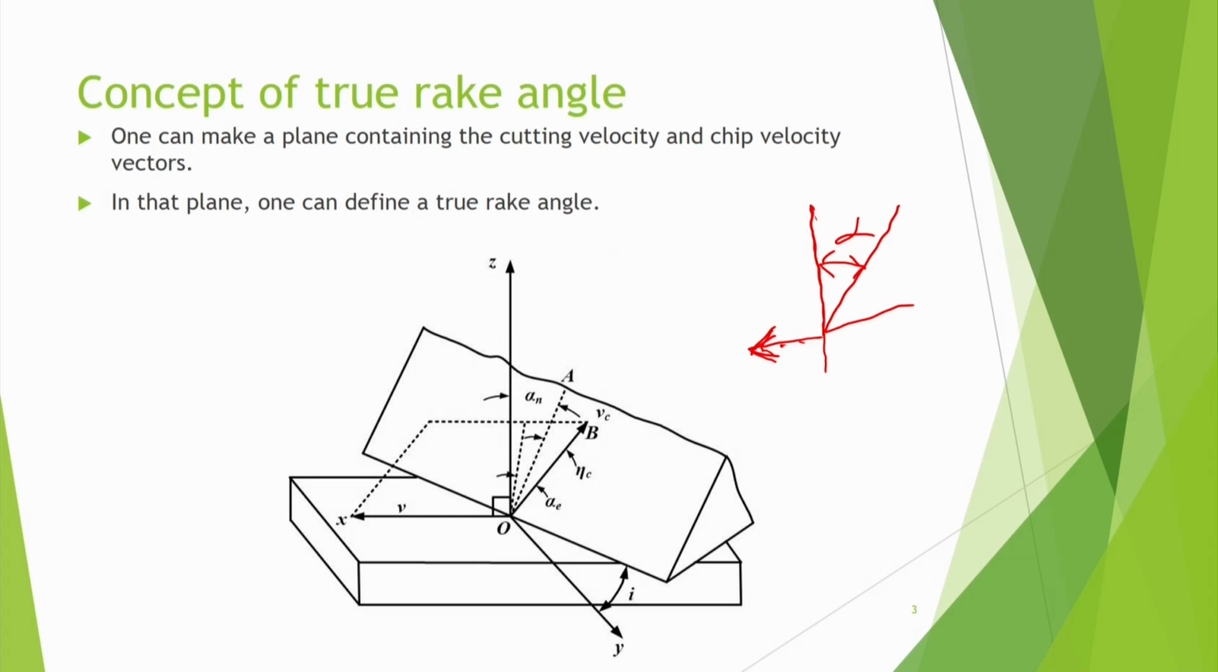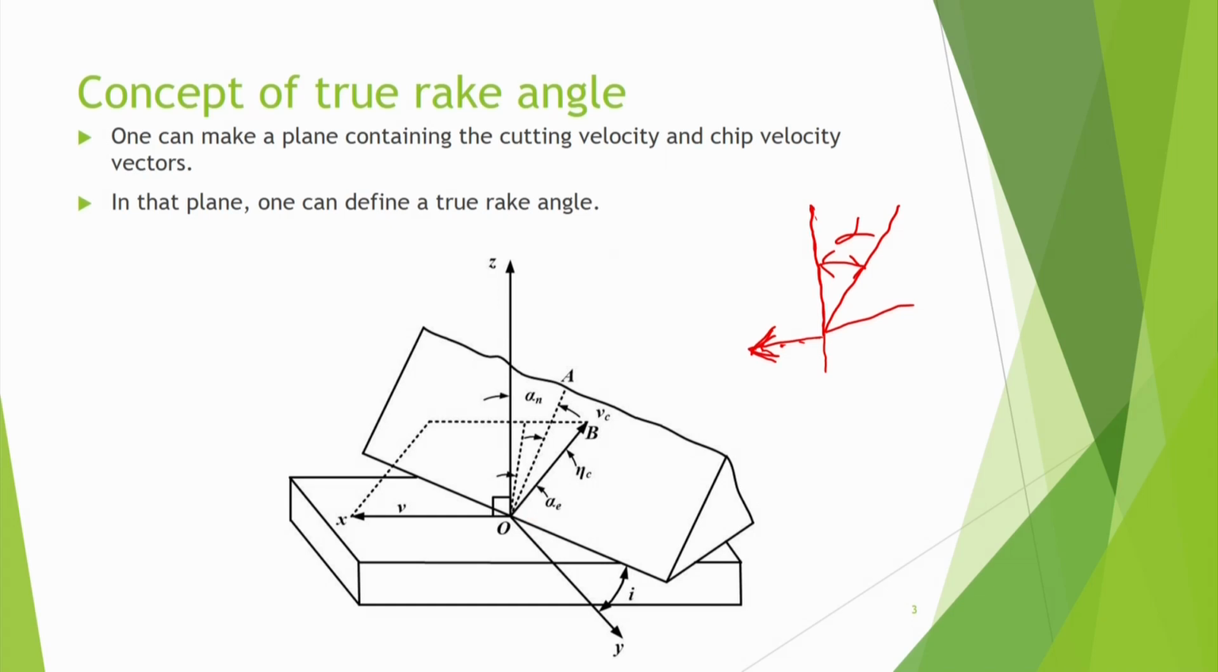So, here we are going to tell you something more. Suppose you take one plane which is perpendicular to the cutting edge. If you make a plane perpendicular to the cutting edge, that plane will be called the normal plane. Okay? That normal plane need not be orthogonal to the reference plane.